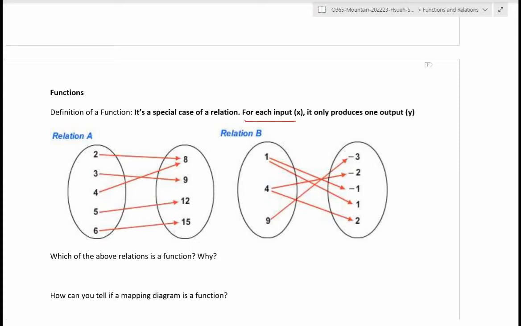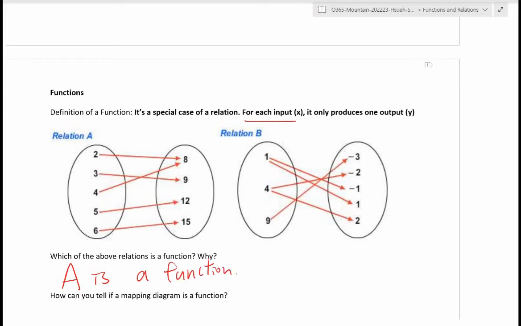Okay, so let's take a look at the example here. We have two relations here. Relation A, okay, both are relations, right? And we want to see if any of them is a function. It says which of the above relations is a function. Okay, so if you look at relation A, these are the inputs, right? 2, 3, 4, 5, 6. And they do produce one output each, right? You can see that 5 goes to 12 only, 6 goes to 15 only, 4 goes to 8 only, 3 goes to 9 only, and 2 goes to 8 only. Okay, so each input produces one output. Therefore relation A is a function.